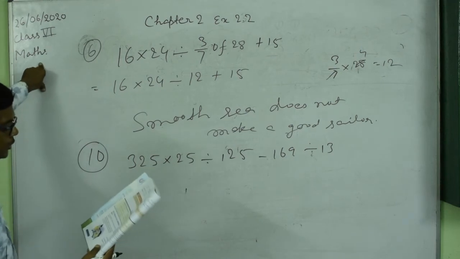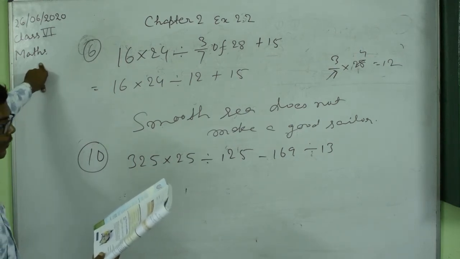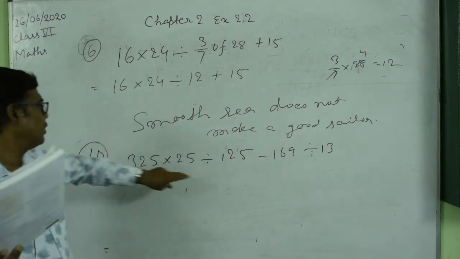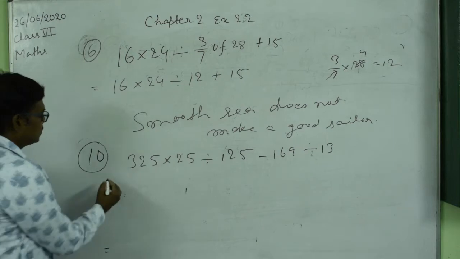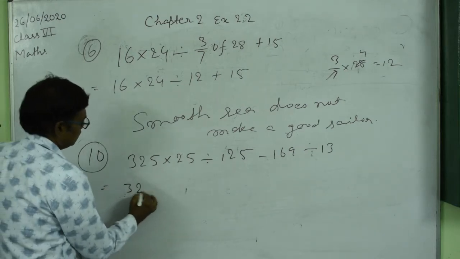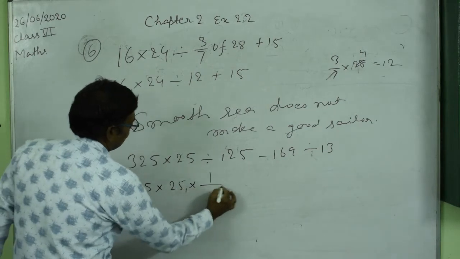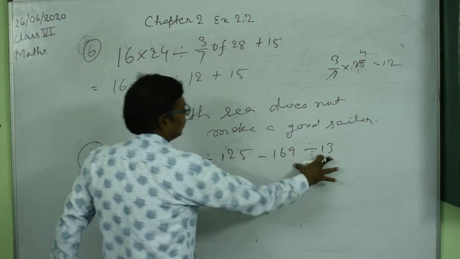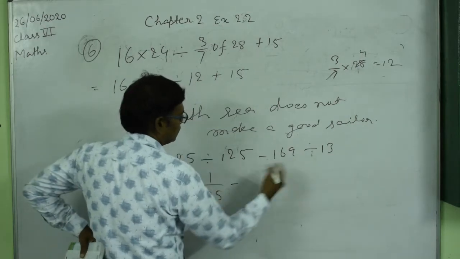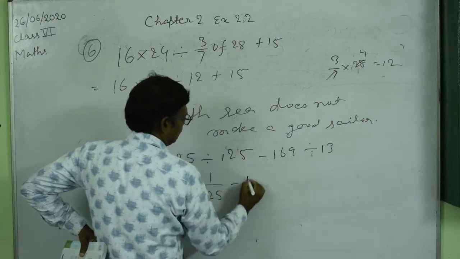See, the question, it is correct: 325 into 25 divided by 125 minus this. Now you will divide this number by this number. So first do the division operation. 325 into 25 into 1 by 125, okay, and minus, again there is a division also. So here also you will operate the division. So when you divide this number by 13, you will get 13, okay.